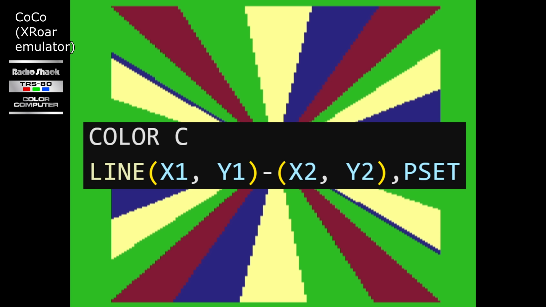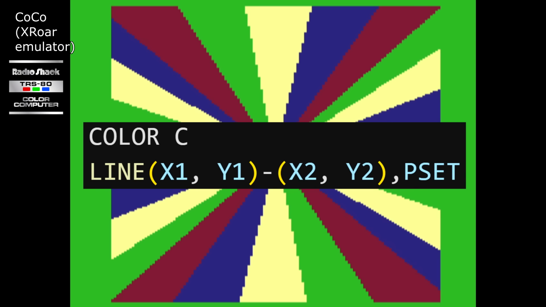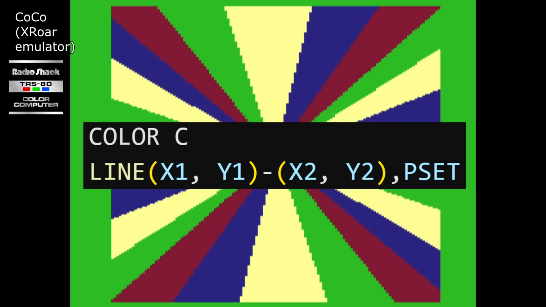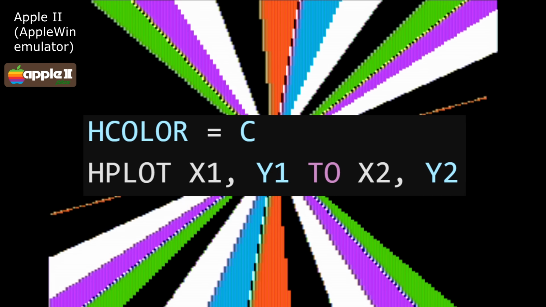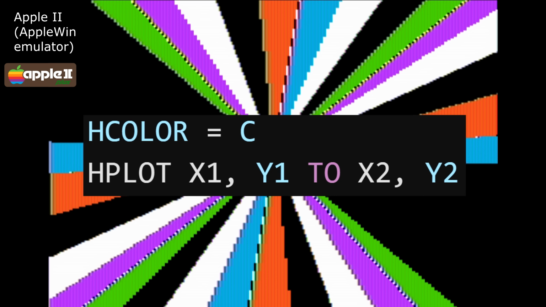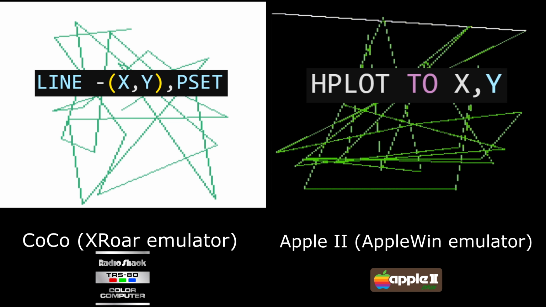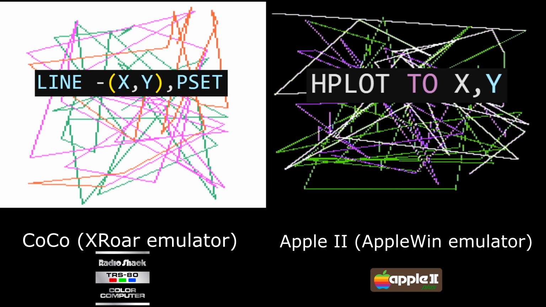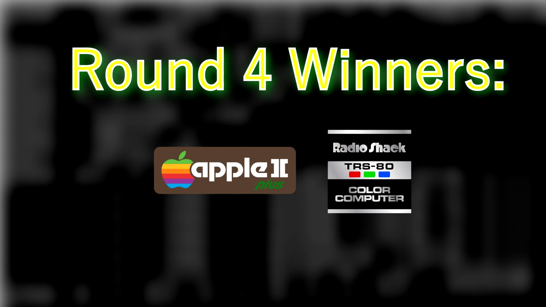On the CoCo high-resolution graphics screen, you can draw arbitrary lines at arbitrary angles. Use the color command to choose your color, and then the line command where you specify the coordinates of the two endpoints. The CoCo draws a line between the coordinates using the color you choose. It's just that simple. On the Apple, the names might have changed, but otherwise it's exactly the same. Use the hcolor command to set your color, and then use the hplot command to connect any 2 points. And both computers have variants that let you continue from the last line to make it easy to draw polygons and other shapes. When it comes to high-resolution lines, the CoCo and Apple are tied.